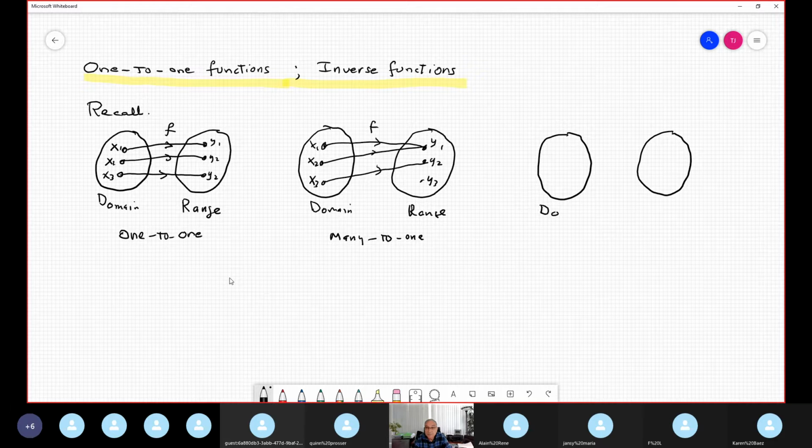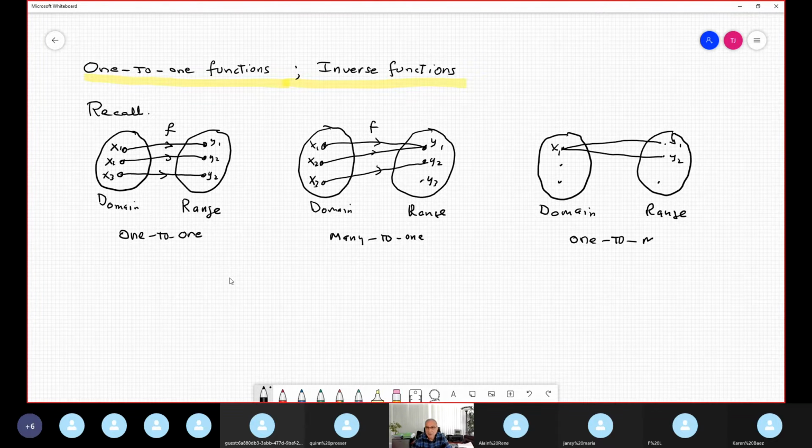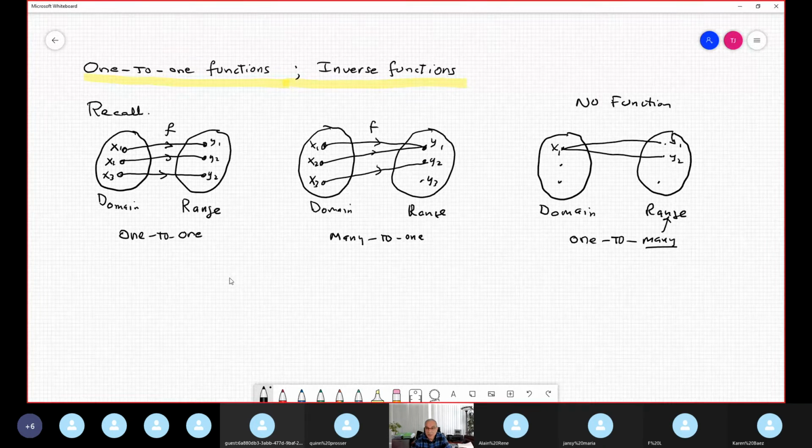Okay, domain, range. We have 1, 2, 3. We have 1, 2, 3. But you, for example, create this association. Suppose x1 is associated with y1 and y2. The rest is not important, but you see it's one-to-many. And one-to-many, when you see many in the range, this is no function. I suppose you remember this very well. Yes or no? You remember or no?